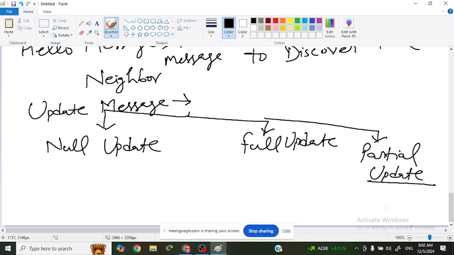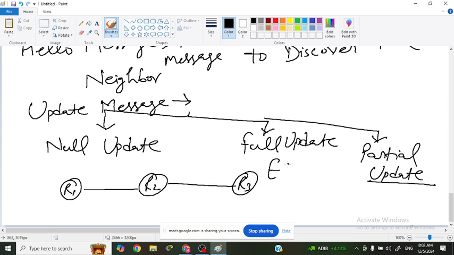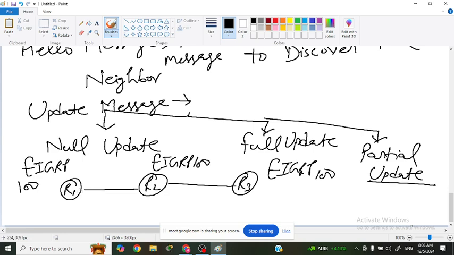Okay. So let's suppose there are three routers, R1, R2 and R3, and on each router we are running EIGRP 100, and they are exchanging the prefixes with each other, these three routers. And these three are neighbors, they have good connectivity.